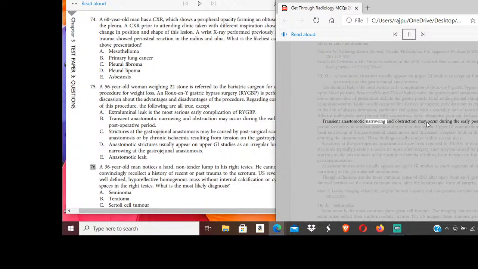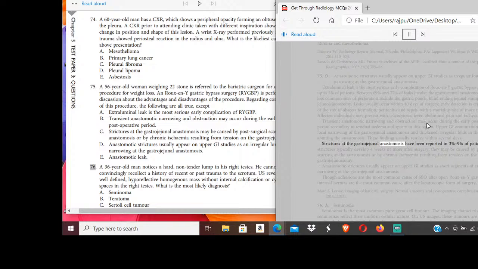Transient anastomotic narrowing and obstruction may occur during the early postoperative period secondary to residual edema and spasm in this region. Upper GI examinations may reveal focal narrowing of the gastrojejunal anastomosis and thickened, irregular folds in the Roux limb abutting the anastomosis. These findings usually resolve within several days.